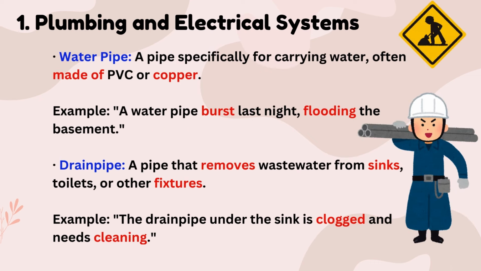Water pipe: a pipe specifically for carrying water, often made of PVC or copper. Example: a water pipe burst last night, flooding the basement. Drainpipe: a pipe that removes wastewater from sinks, toilets, or other fixtures. Example: the drain pipe under the sink is clogged and needs cleaning.